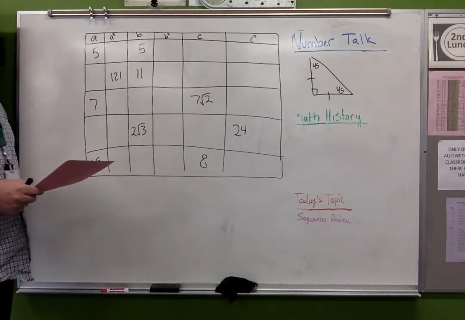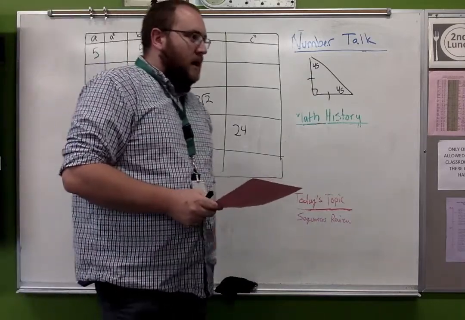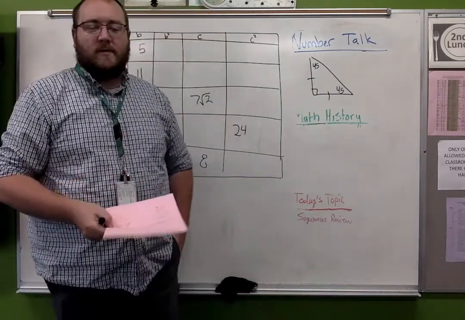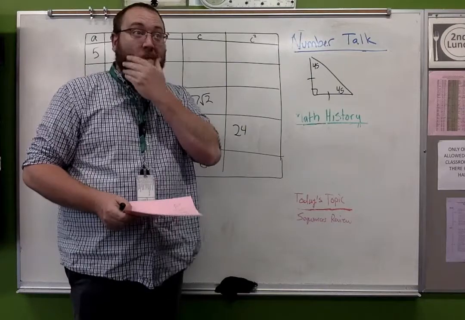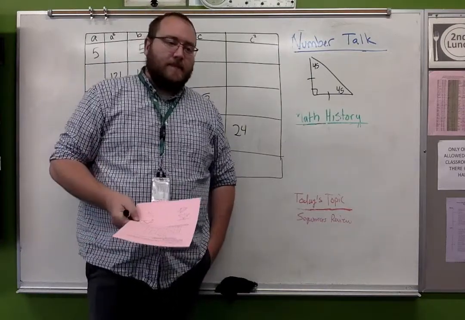So we've been talking about Pythagorean theorem in the last video, right? A squared plus b squared equals c squared. And we talked about right triangles, during triangle congruency, during Pythagorean theorem, things like that.